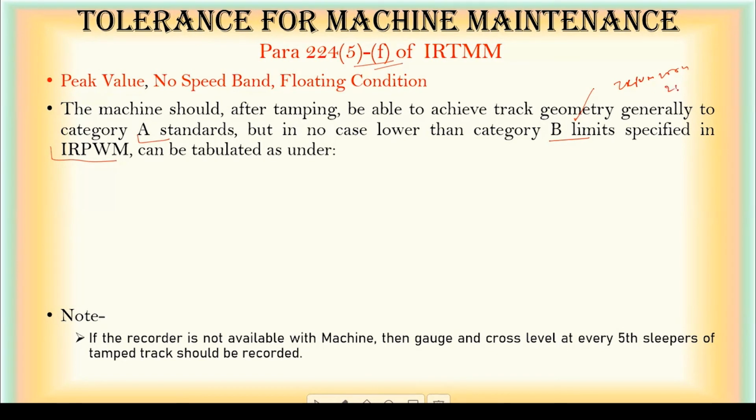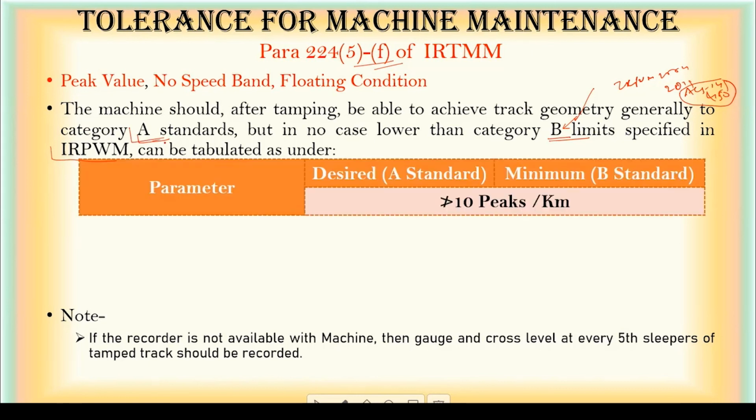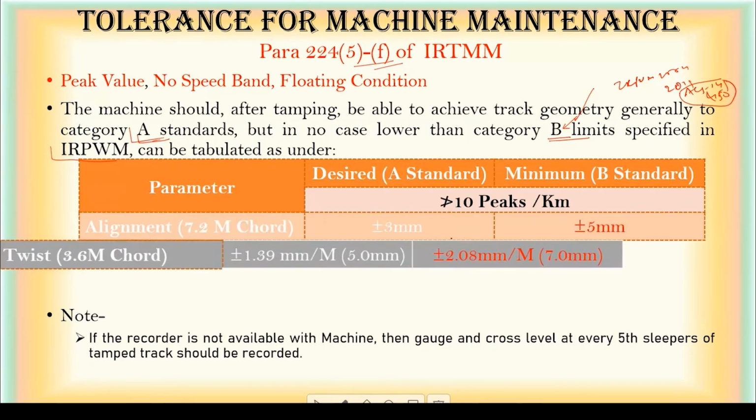2004. In 2019, through ACS 149 and 150, this was taken away, but still the track machine manual refers to those limits only. And when we compare the limits as per those given in IRPWM, these are the values we can see.